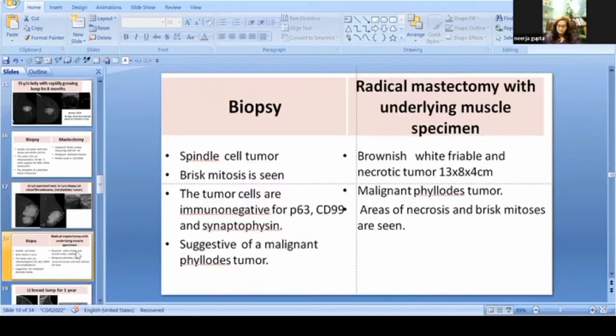So, the biopsy said that this is a single cell tumor with mitosis, and it was suggestive of a malignant phylloides tumor, which was confirmed on a radical mastectomy with underlying muscle specimen, because again there was such a rapid growth in the time between the imaging and the excision, and it was indeed a malignant phylloides tumor.